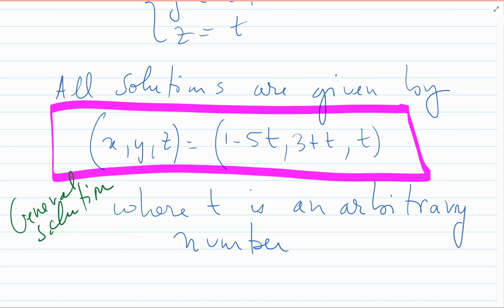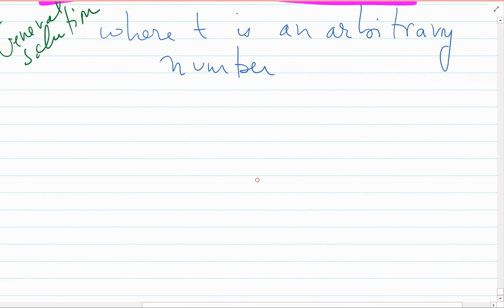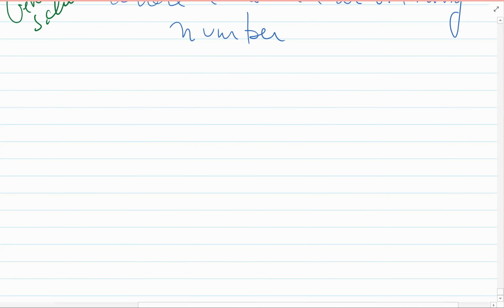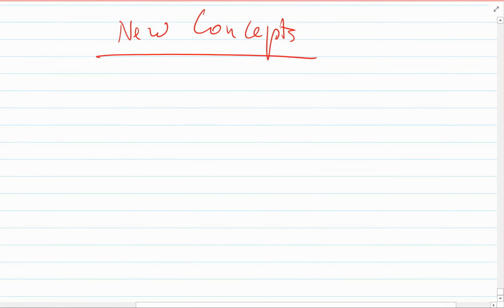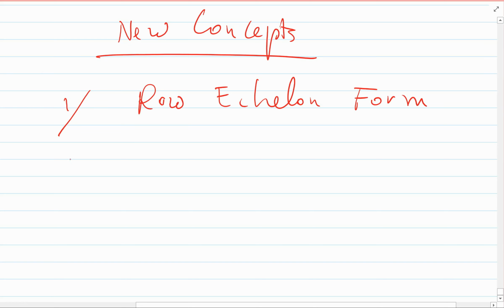Let us now finish with the things that we learned. I like to do that. So what are the new concepts? Number 1 and 2, we saw them before, but let me emphasize them again. We have the row echelon form. 2, this is when you go down.